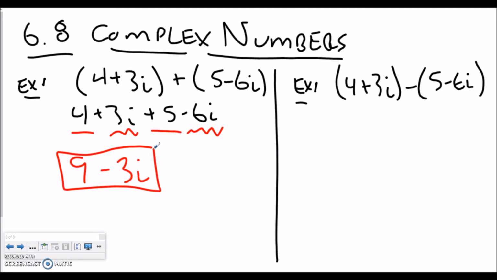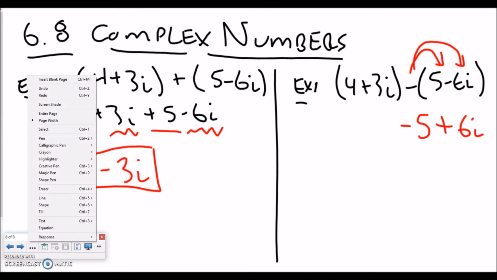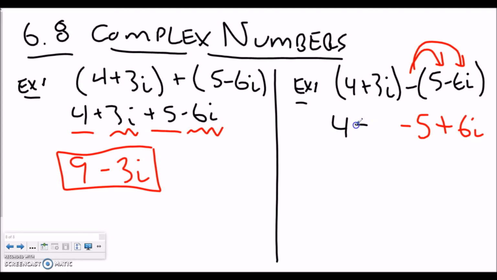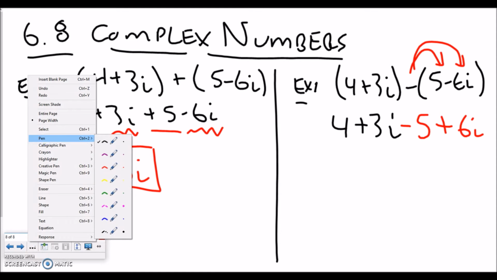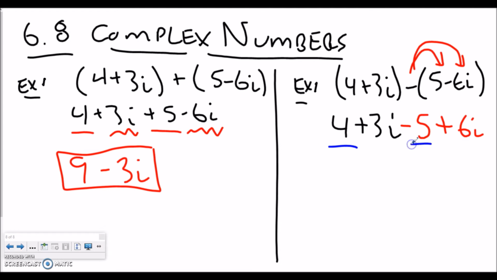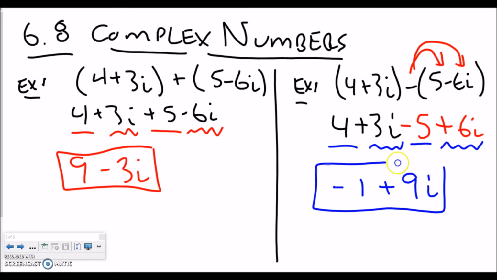On the right side, this minus distributes and changes both signs of what's inside that second parenthesis. So it's 4 plus 3i minus 5 plus 6i. And again, we're going to combine like terms. 4 minus 5, negative 1. 3i plus 6i is a plus 9i. Two examples down. That was add, subtract.